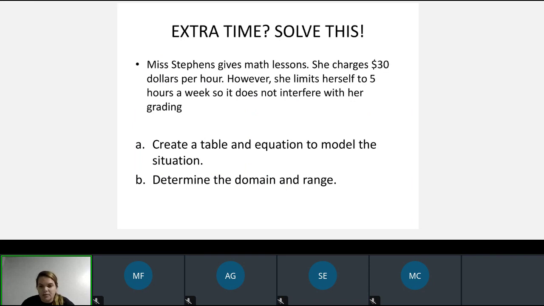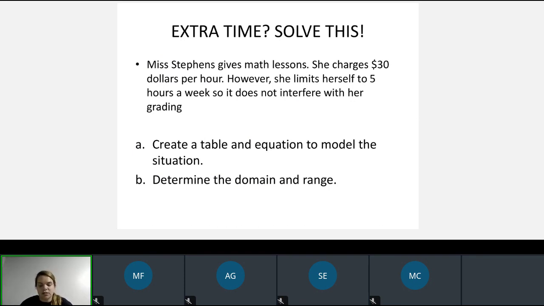Now, let's talk about this problem. Miss Stevens gives math lessons. She charges $30 per hour. However, she limits herself to 5 hours per week so it doesn't interfere with her grading. Create a table and equation to model the situation.